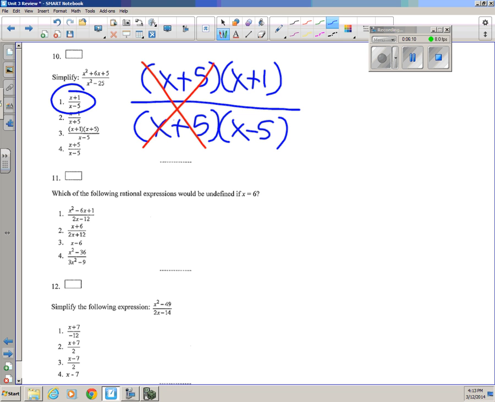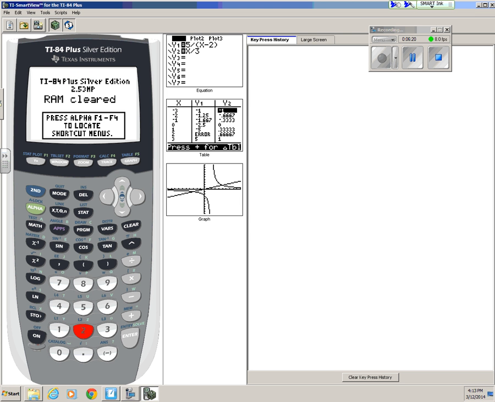Which of the following rational expressions would be undefined if x is 6? So essentially we're trying to find out what the denominator is going to be. Actually, this might be worth showing you something on the calculator. Let's do that. I'm going to go into my y equals. Let me put the pen down first. That might be helpful.